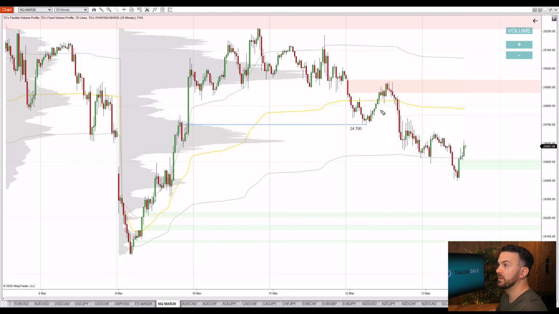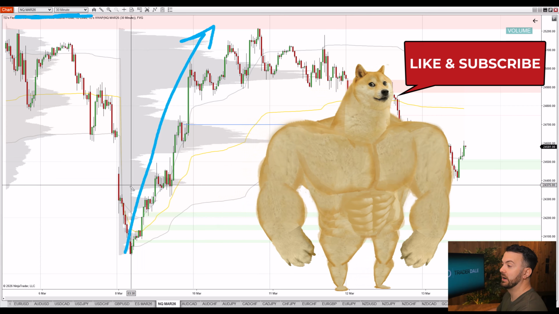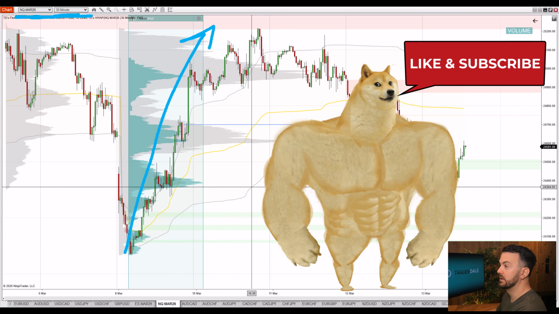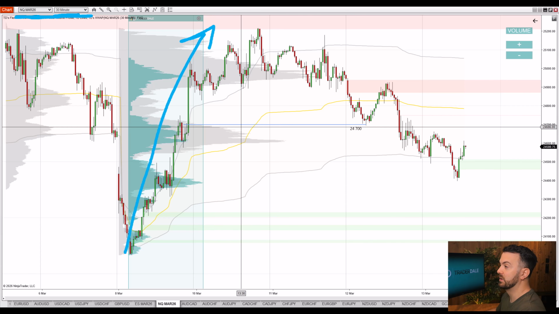What you see before you is the NinjaTrader 8 platform with my custom-made volume profile and VWAP indicators, and this is a 30-minute chart of the NQ. On the NQ, I was trading this strong uptrend, and when I saw this uptrend, I used the volume profile like this to look into specific areas to trade pullbacks from.